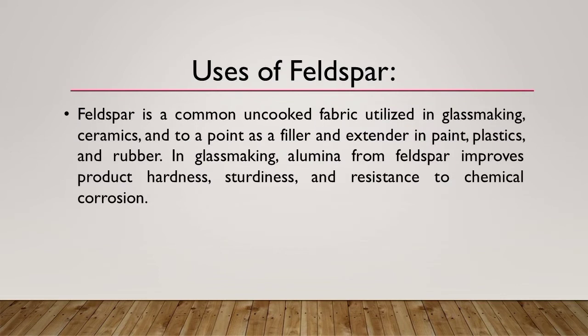Uses of feldspar. Feldspar is a common raw material utilized in glass making, ceramics, and to a point as a filler and extender in paint, plastics, and rubber. In glass making, alumina from feldspar improves product hardness, durability, and resistance to chemical erosion.